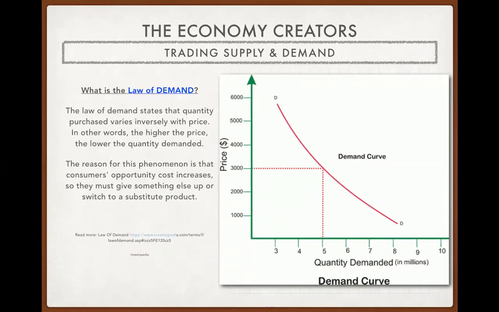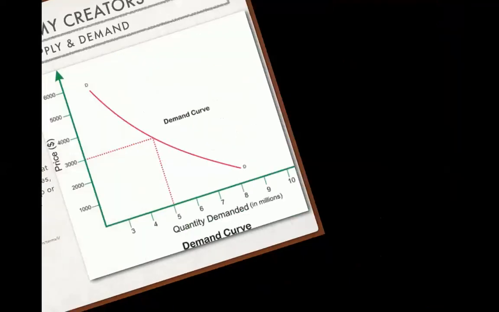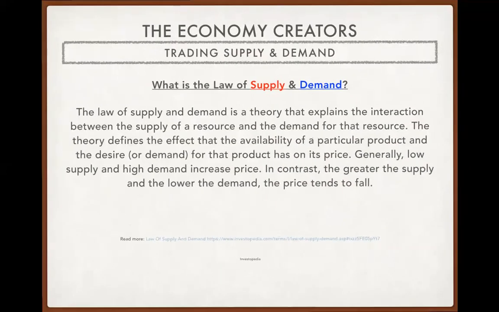So now we look at the law of supply and the law of demand. So now we have to combine those and figure out what is the law of supply and demand. So the law of supply and demand is a theory that explains the interaction between the supply of a resource and the demand for that resource. The theory defines the effect that the availability of a product and the desire or demand for that product has on its price. Generally, low supply and high demand means an increase in price. In contrast, the greater the supply and the lower the demand, the price tends to fall.